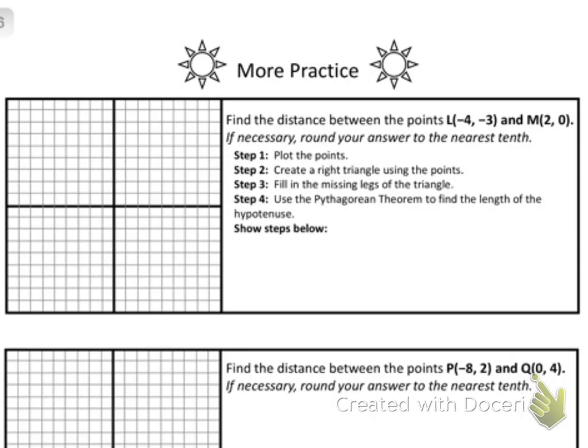Let's look at the first problem. We want to find the distance between -4, -3, and 2, 0. So -4, -3, we want to go left 4, down 3, put a dot. 2, 0, right 2, up 0. All right, drawing our triangle.